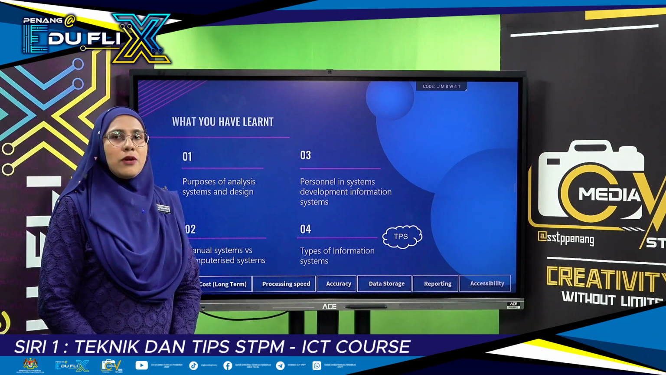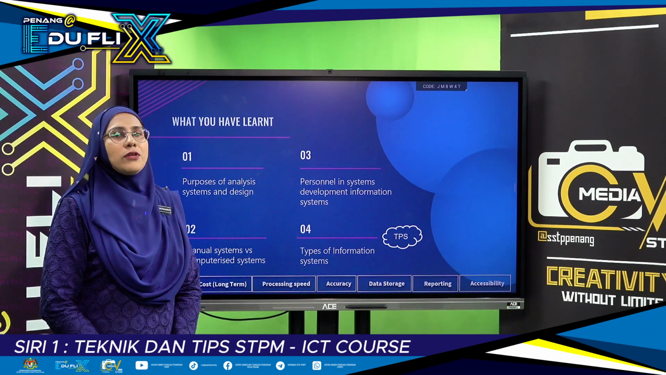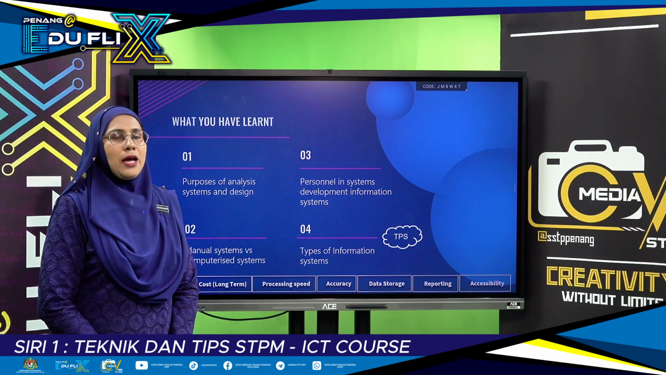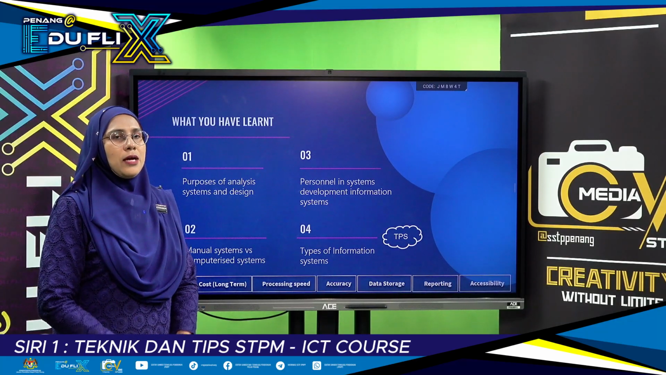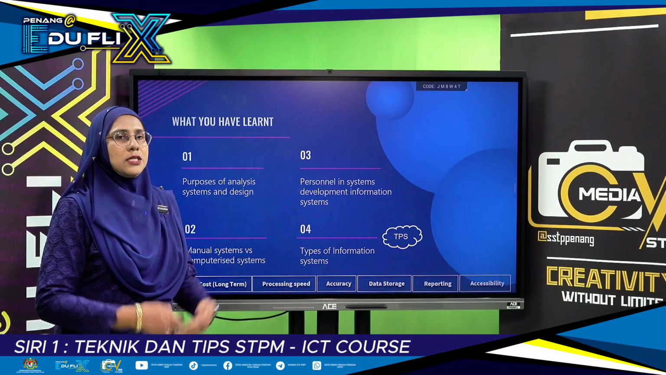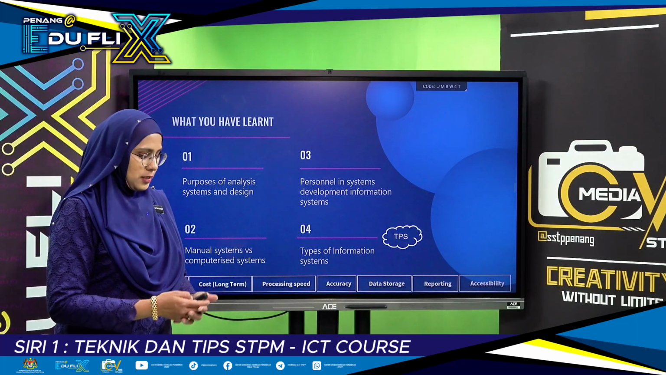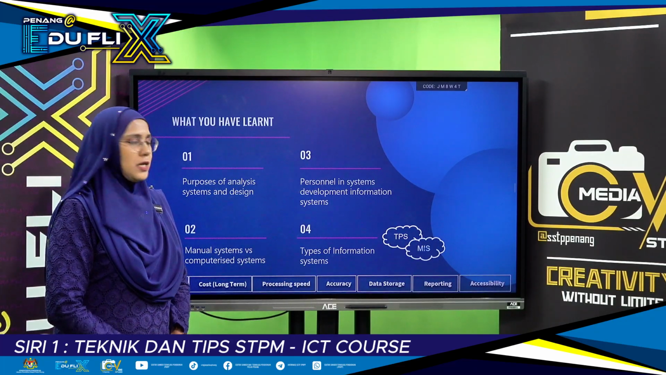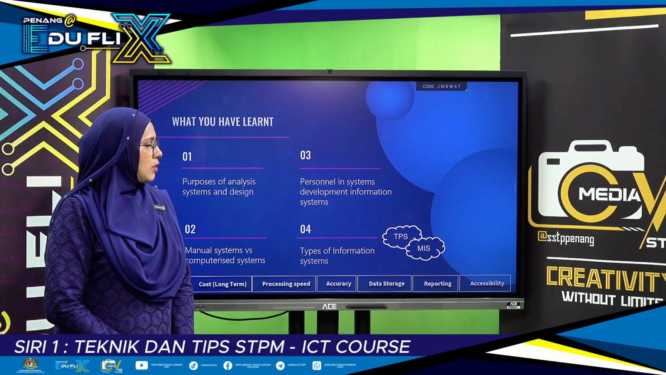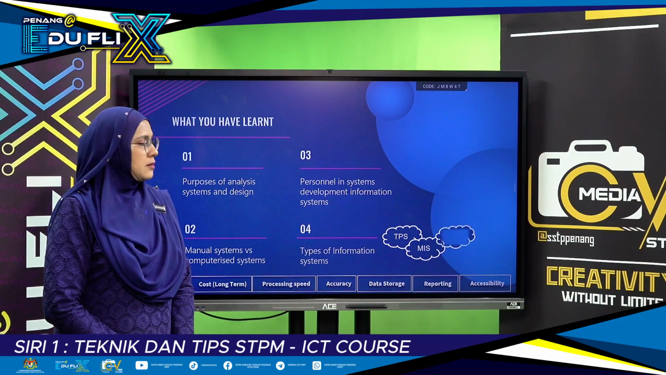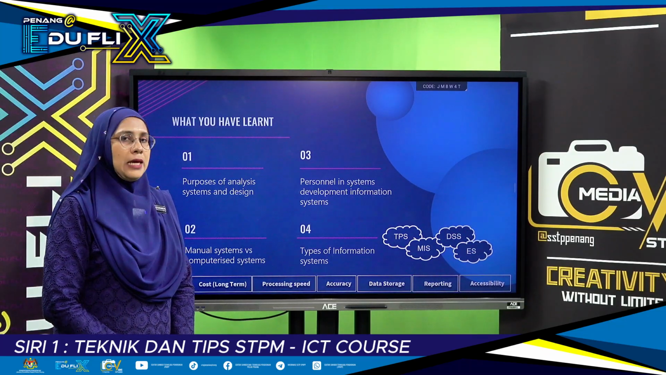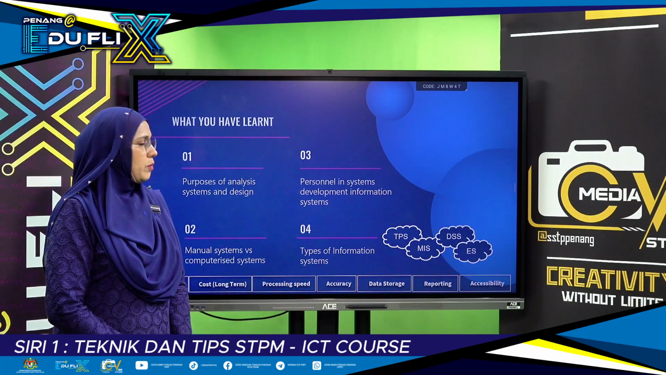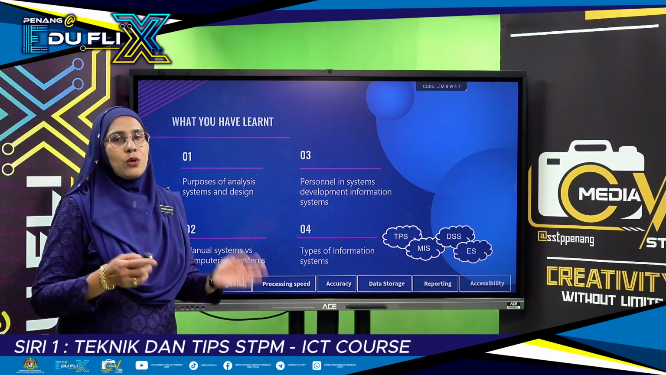Okay, for types of information system, there are 4 types of information system and you need to know all the characteristics and also advantages, disadvantages, personnel involved in this system. The first one is TPS, the second one is MIS, the third one will be DSS, and the fourth one will be ES.